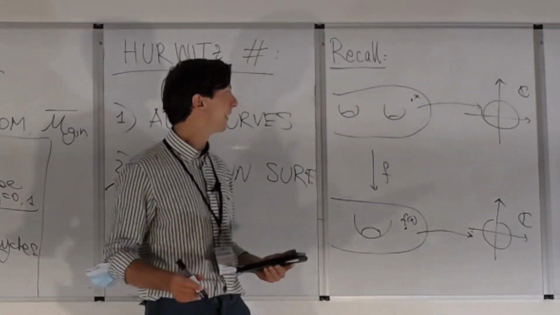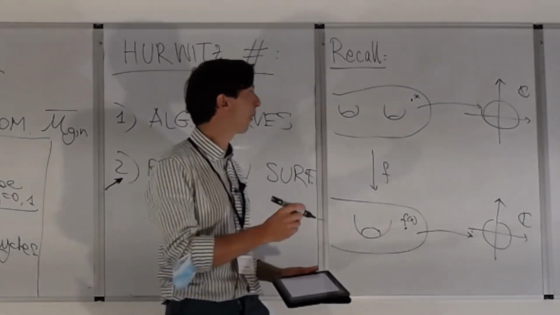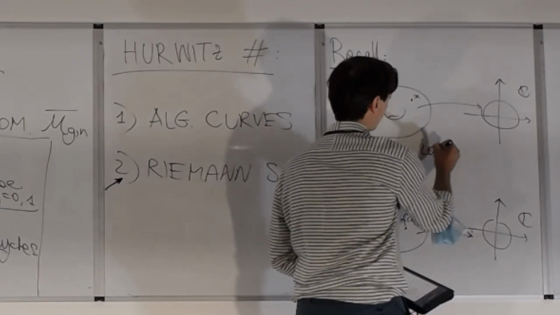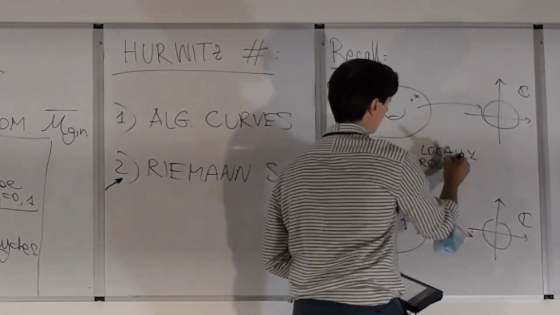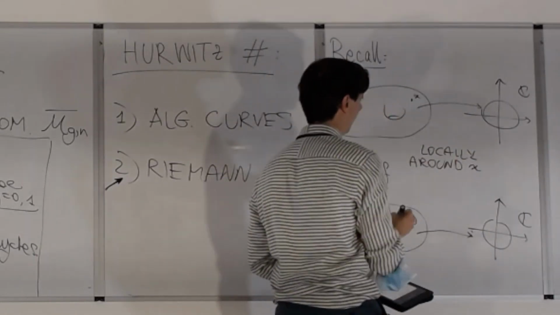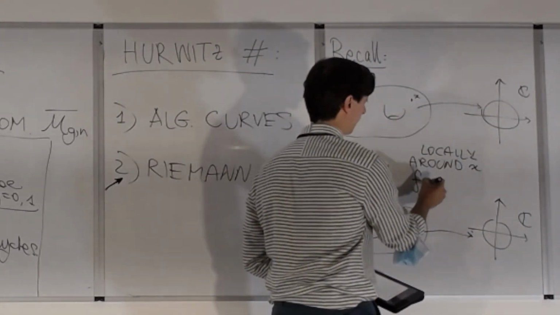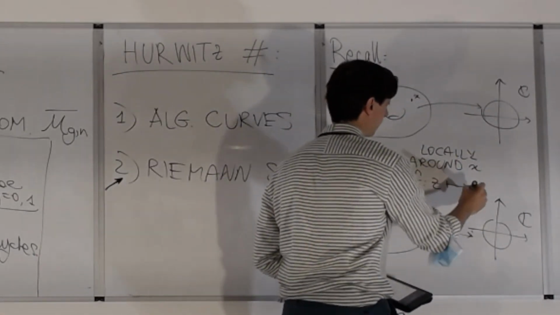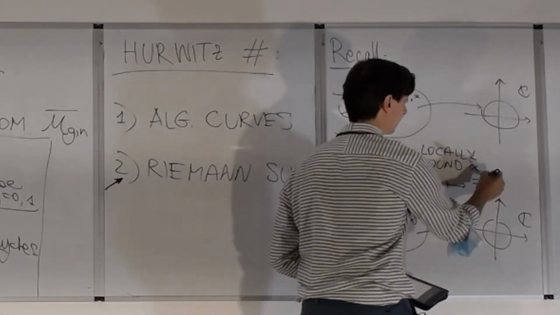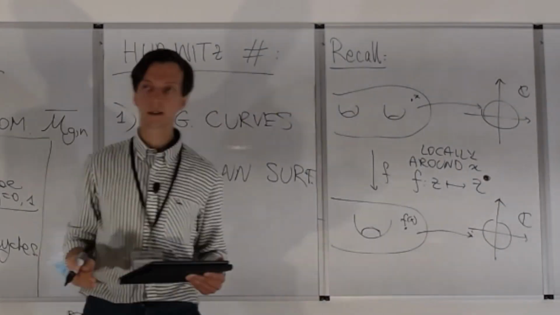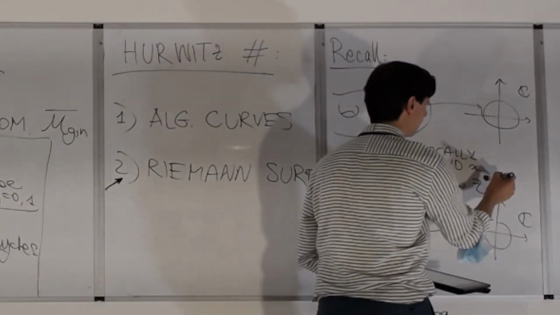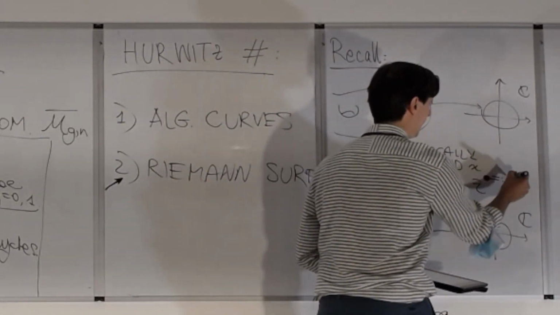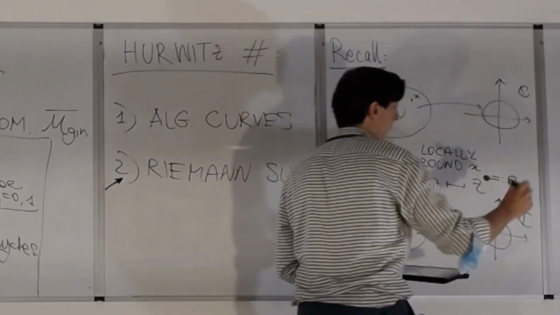But the non-trivial thing is that locally around x, f behaves like that: z goes to some power of z. And this number, I want to define this number e of x. And this number is an integer.